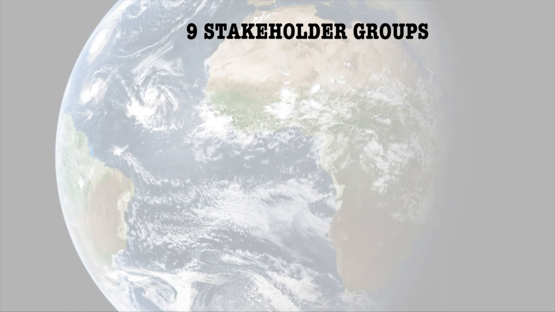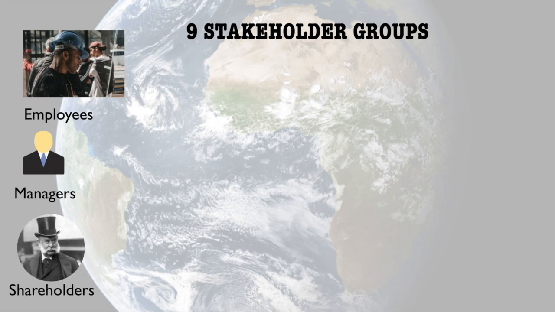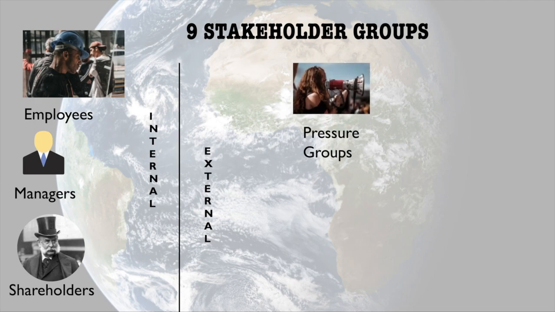The very first we have are naturally the employees. These are people who work with the business. We have managers, people who oversee the employees, and yes, we have shareholders. These are 3 of our stakeholder groups that have an interest in what the business does directly. So we refer to them as internal stakeholders. They work within the company. Our external stakeholders, we have pressure groups. These are groups that are united for a particular cause and want to put pressure on a business.